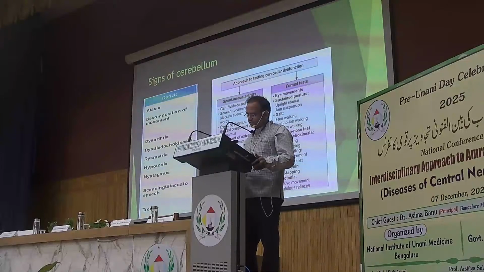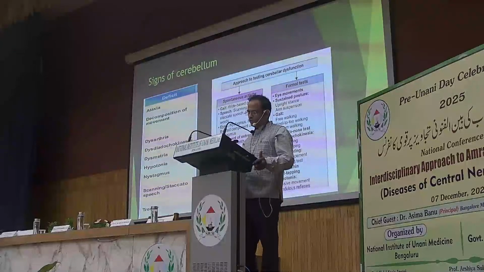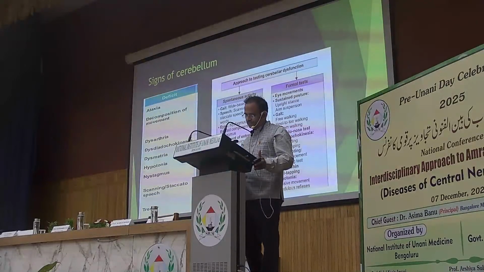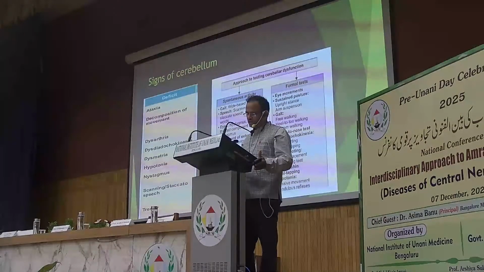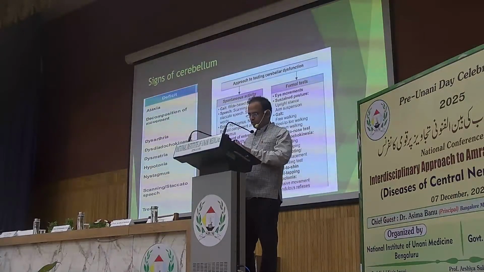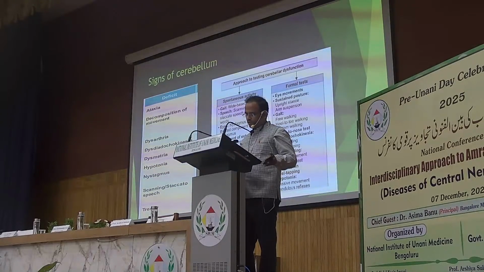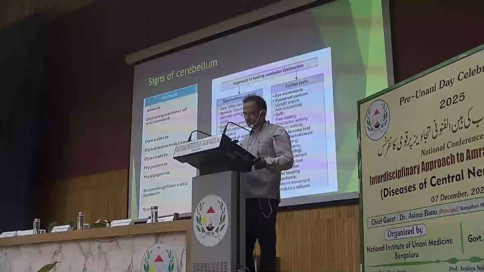Again, you will test for the Romberg sign, where you ask the patient to stand on the feet with eyes open, and he will have giddiness or imbalance. That also goes in favor of a cerebellar problem. Another thing is we ask the patient to do tandem walking, heel to heel, and he is not able to do that. Ask the patient to walk along a straight line, and that also he will not be able to do. That usually goes in favor of the cerebellum.